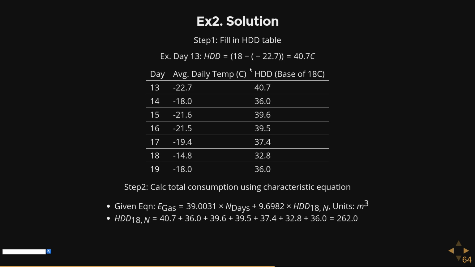If we just sum the column of values here for heating degree days, we get approximately 260 heating degree days. We know the number of days is 7, so if we plug this into the characteristic equation that you would always be given, you would find out that there's approximately 2,800 meters cubed of natural gas consumption for this period.